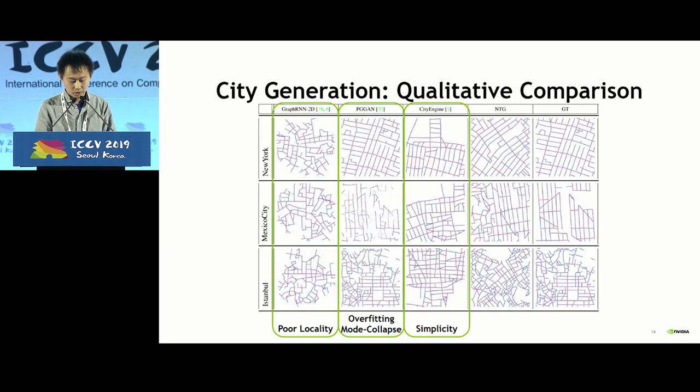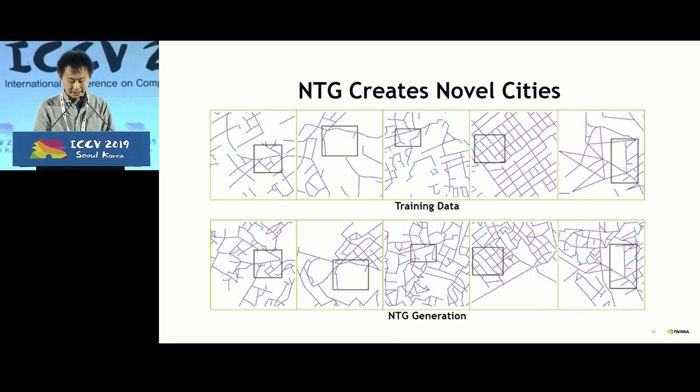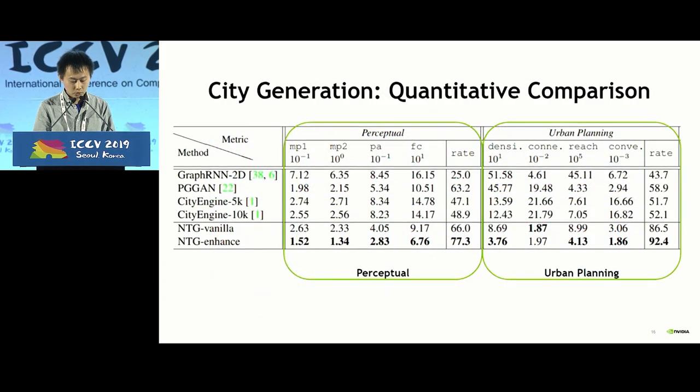Qualitatively, we show that our NTG model does not suffer from poor locality in GraphRNN, overfitting and mode collapse in GANs, as well as oversimplicity in the classical L-system algorithms. Our model is capable of creating novel cities that never exist in the training data via intertwining piecewise memorizations. Quantitatively, we show that our model outperforms the comparisons in both perceptual and urban planning metrics.